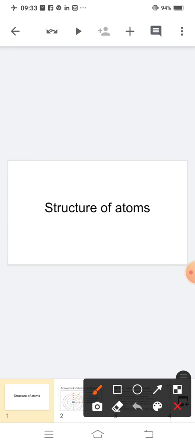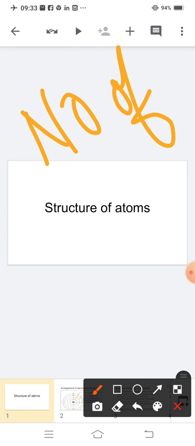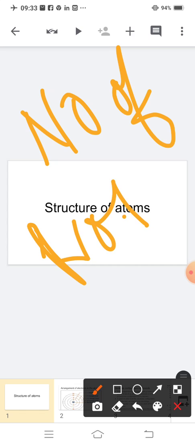Basically, your atomic number is equal to number of protons. Is this clear? Number of protons is your atomic number. That means if in an atom there are 8 protons, that means the atomic number of that atom element will be 8. Is this clear?